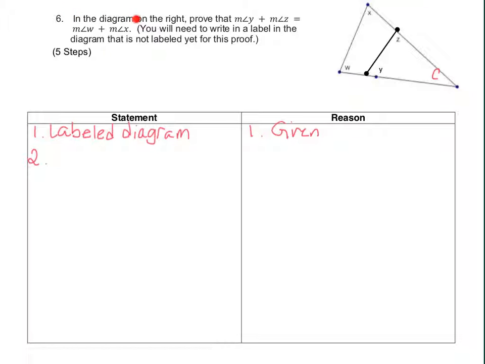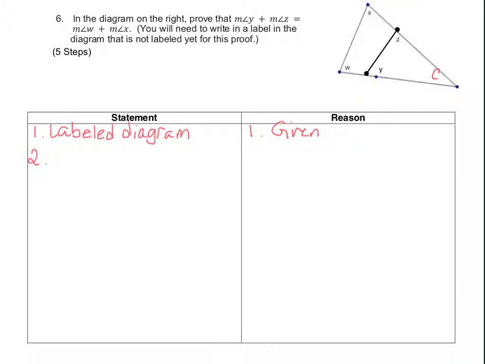We have a diagram. That's the given. In the diagram, notice we basically have 2 triangles, one inside the other. And there's a hint here. You will need to write a label in the diagram that's not labeled yet. Sometimes we can do that. We can always do that, but sometimes we need to do that. So I added C here.